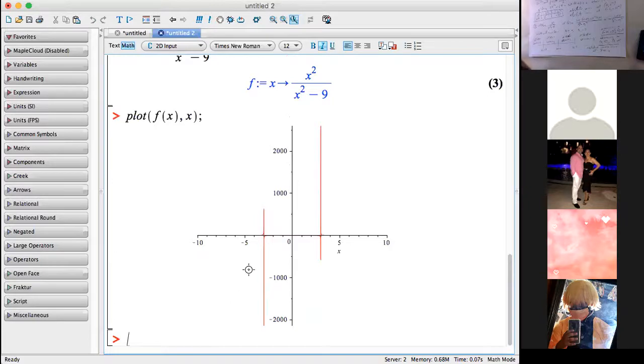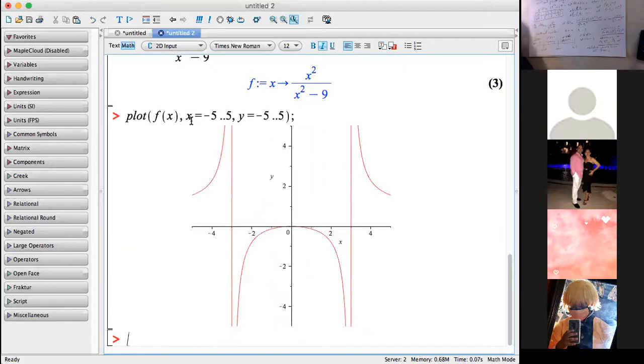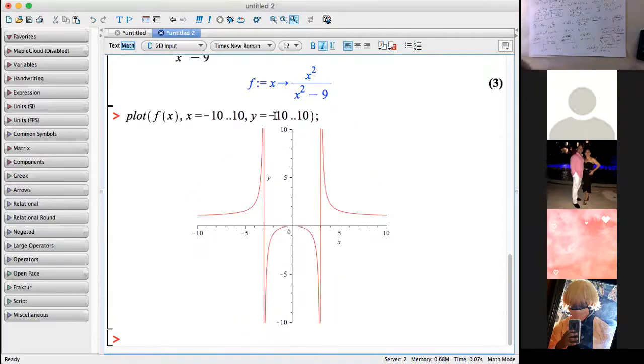So it doesn't work too well because you have vertical asymptotes at plus and minus 3. Let me try something different. Let's say x goes from minus 5 to 5. Y goes from minus 5 to 5. Ah, now we have it a lot better. Let me extend a little bit. There we go. Now that is fantastic.